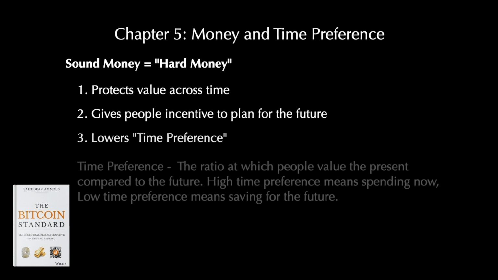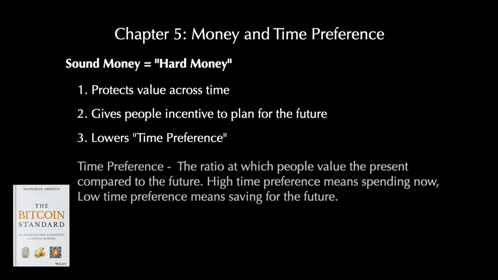Time preference is the ratio at which people value the present as compared to the future. People will always prefer to have resources now than in the future. In order for someone to be willing to delay those resources, they must be confident that they will receive more if they wait. This is the central motivation for investment, planning, etc. High time preference is gluttony. Low time preference is rational investment in the future. Lowering the time preference allows people to cooperate, prosper, and live in peace.